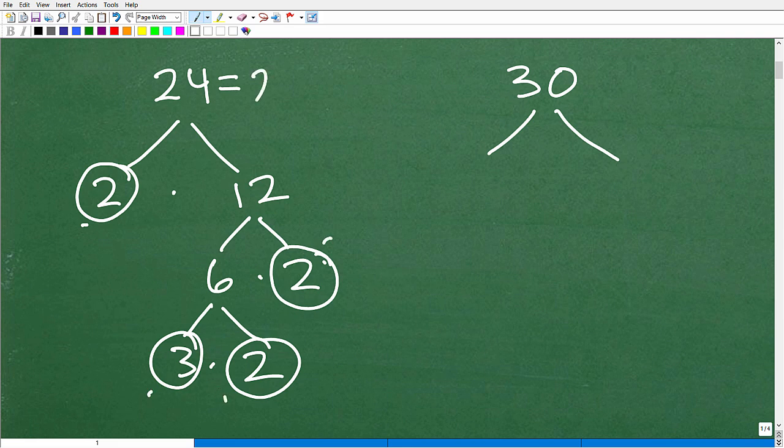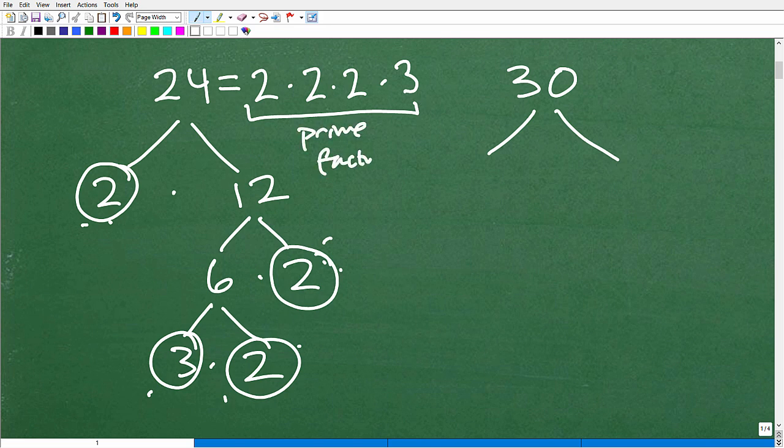So this is going to be 2 times, how many 2's do we have? 1, 2, 3. So 2 times 2 times 2 times 3. All right, these are all the factors. We call these the prime factors of 24. Okay, 2 times 2 times 2 times 3.